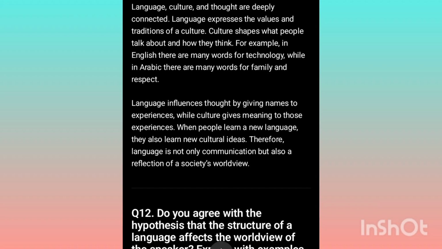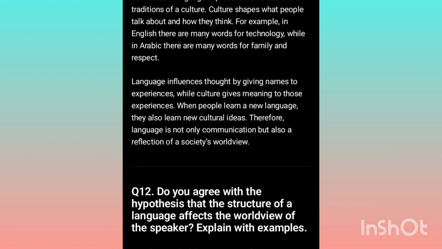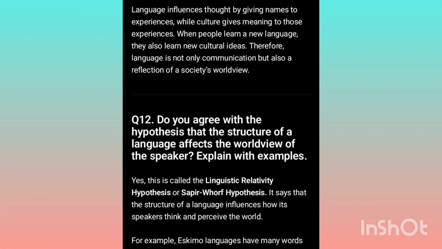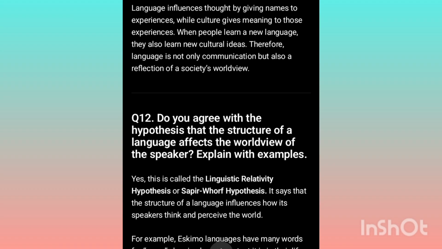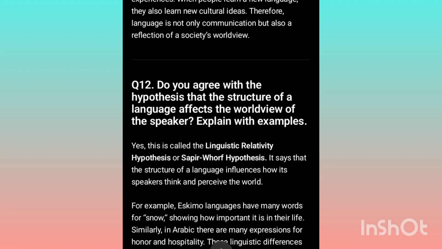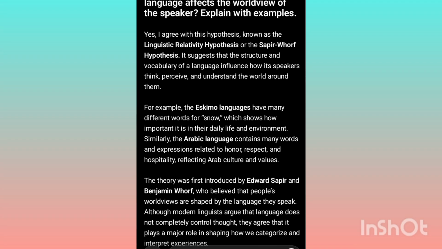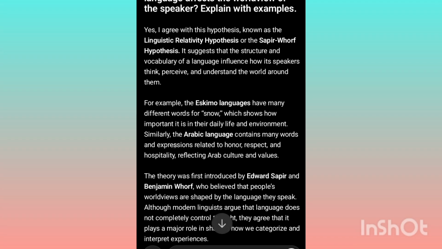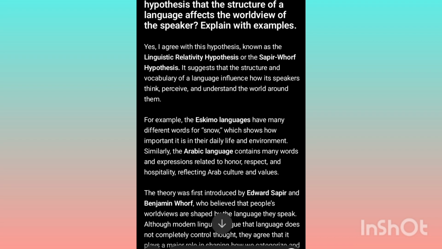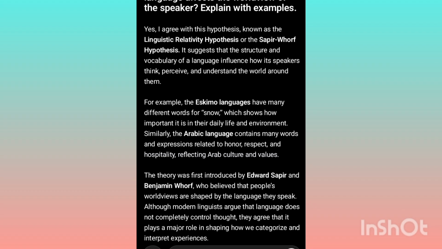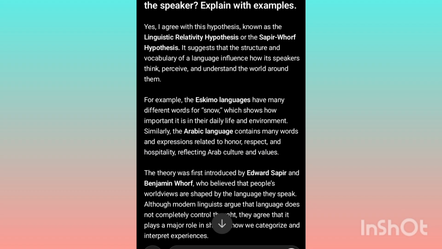When people learn a new language, they also learn new cultural ideas. Therefore, language is not only communication, but also a reflection of a society's worldview. Q12. Do you agree with the hypothesis that the structure of a language affects the worldview of the speaker? Explain with examples. Yes, I agree with this hypothesis, known as the linguistic relativity hypothesis, or the Sapir-Whorf hypothesis.